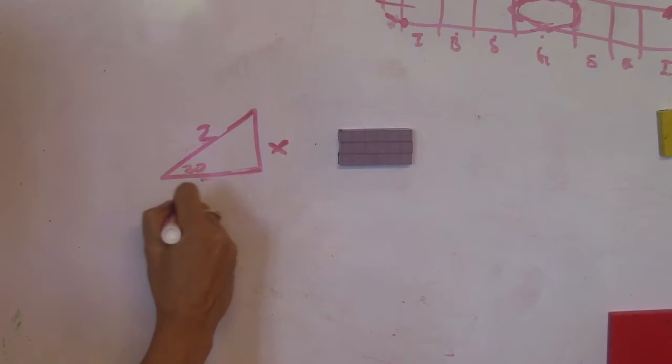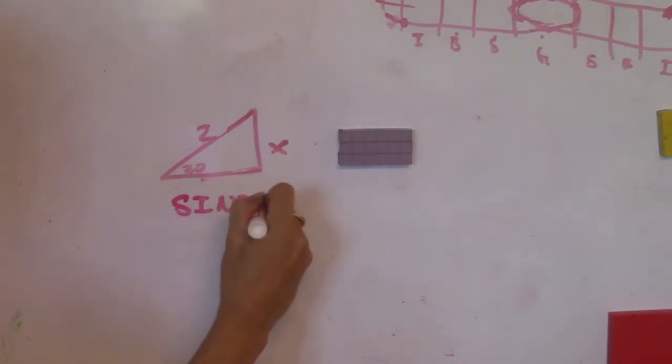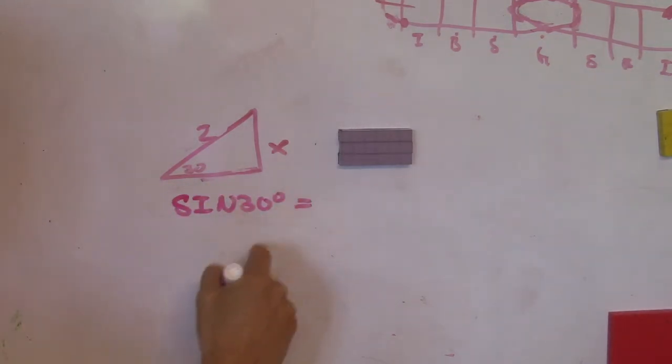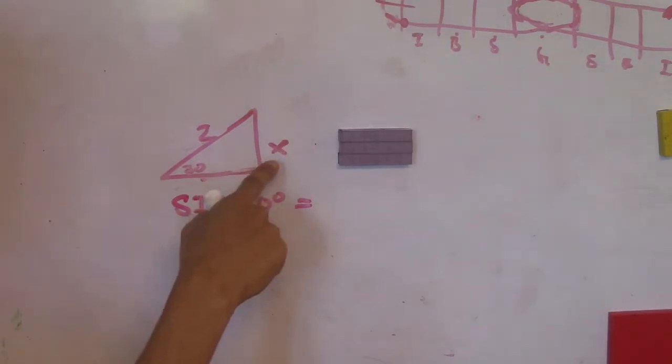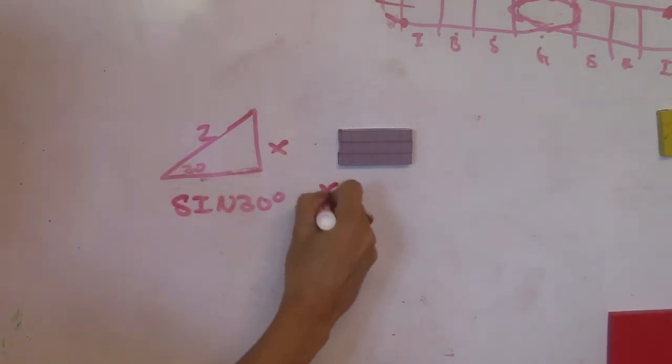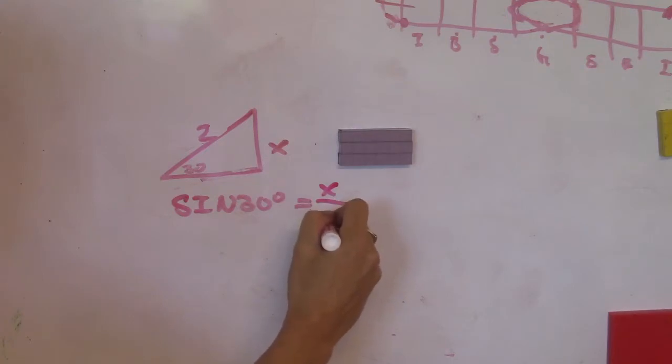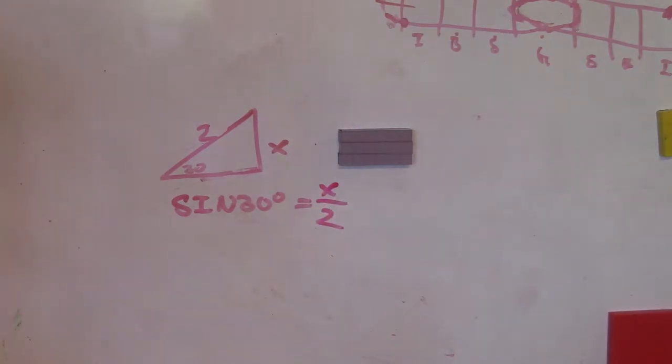So what do I have? I still have sine 30 degrees, but now my x changed, right? Sine 30 is the same thing. Well, this is opposite over hypotenuse. Now I don't know my opposite. Now I know my hypotenuse is 2. Now what? How do I solve that to figure out what x is?